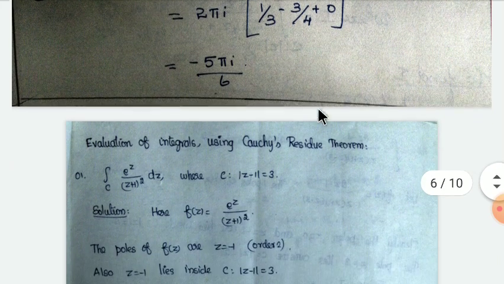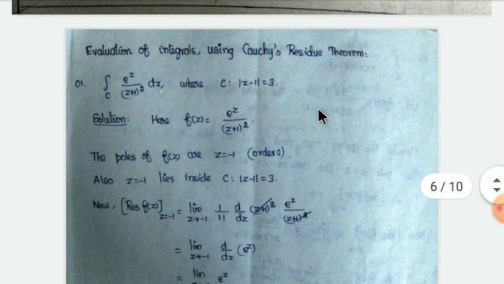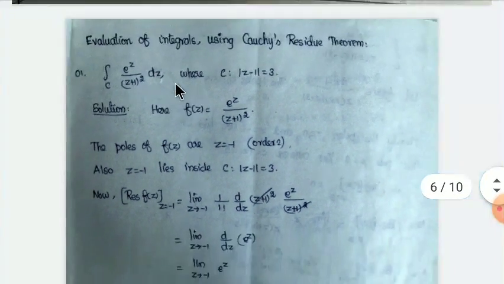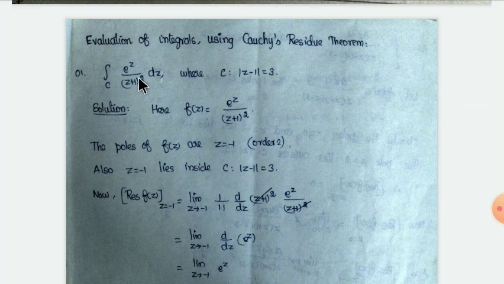Some more problems in Cauchy's residue theorem. Question number 1. Integral over c of e power z by (z plus 1) whole square dz, where c is mod z minus 1 equal to 3. So circle with the center 1, radius 3. What about the pole? The pole is minus 1 of order 2. Now substitute z equal to minus 1 in the place of z. We get minus 1 minus 1 is minus 2 only. Modulus of minus 2 is 2, and 2 is strictly less than 3. So this pole lies inside.